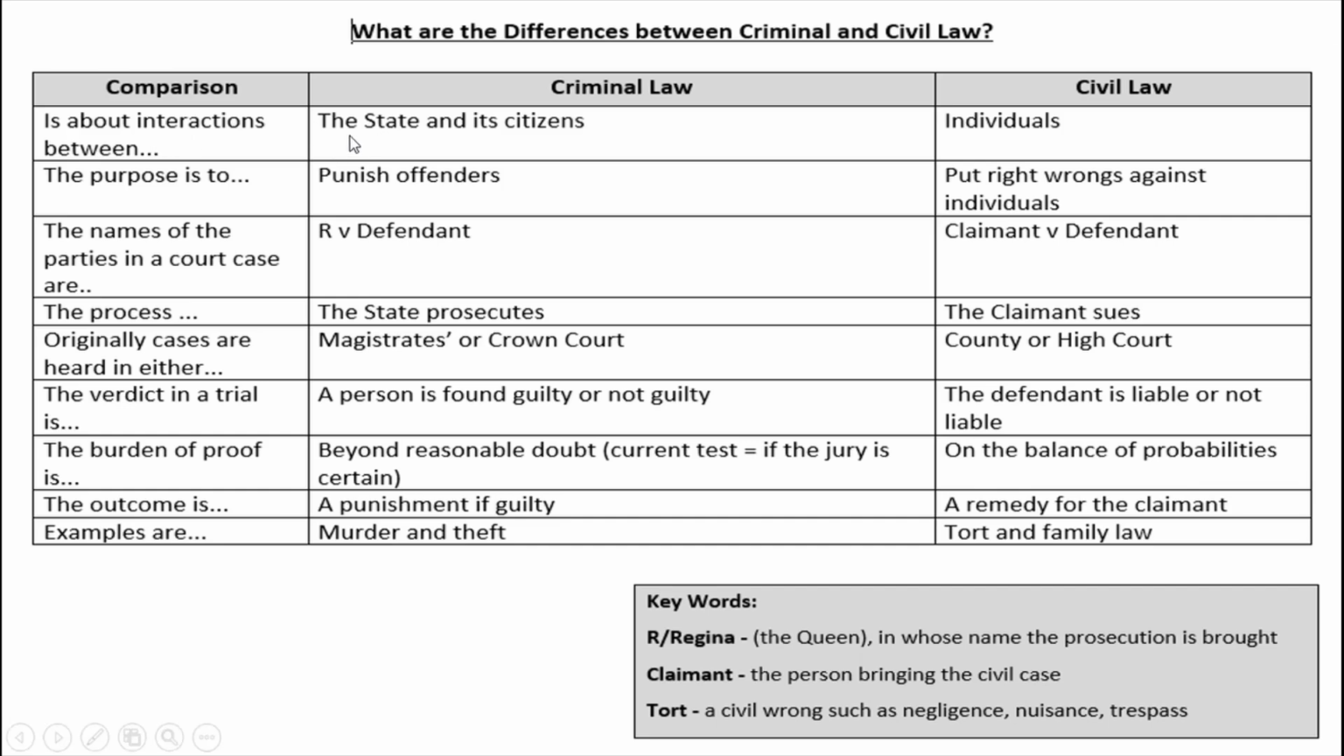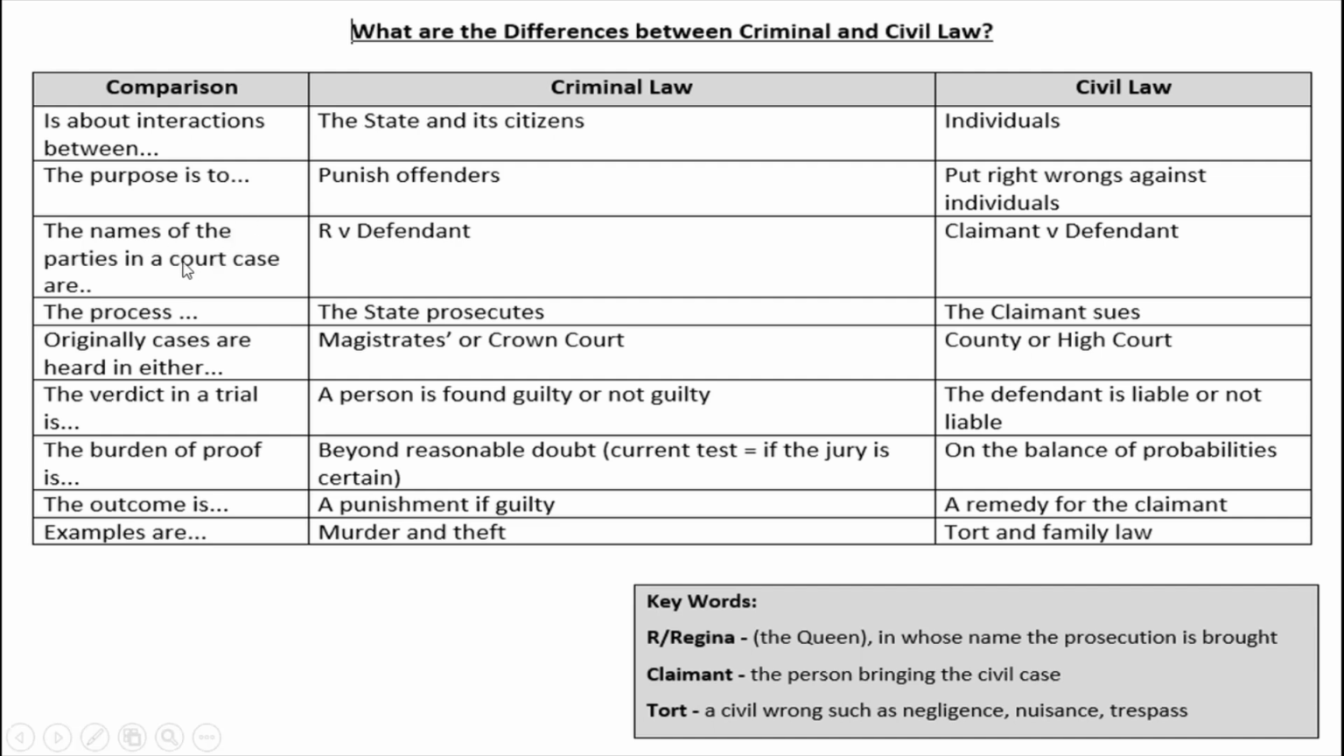This is a table that shows the main differences between criminal and civil law. When it comes to criminal law, the interactions are between the state and its citizens. What we mean by the state is the UK, the country itself that you're from. Whereas in civil law, the interactions are between two or more individuals. In criminal law, the purpose is to punish offenders who have done wrong. However, in civil law, the purpose is to put right wrongs against individuals. So to repair any wrongs that exist between individuals.